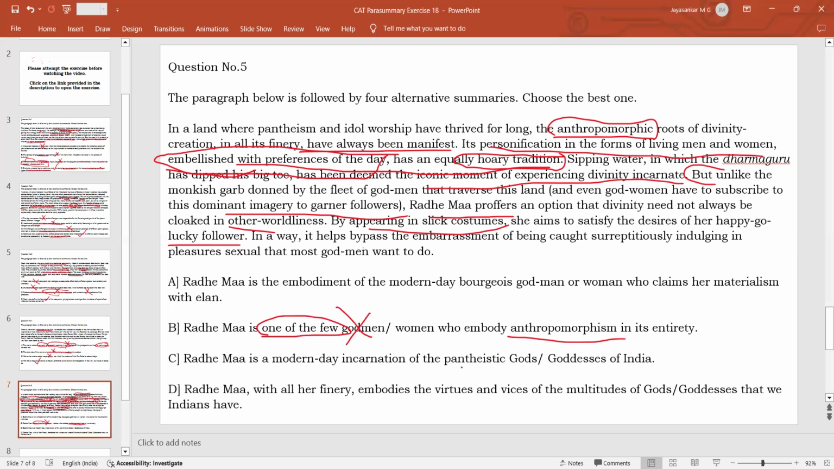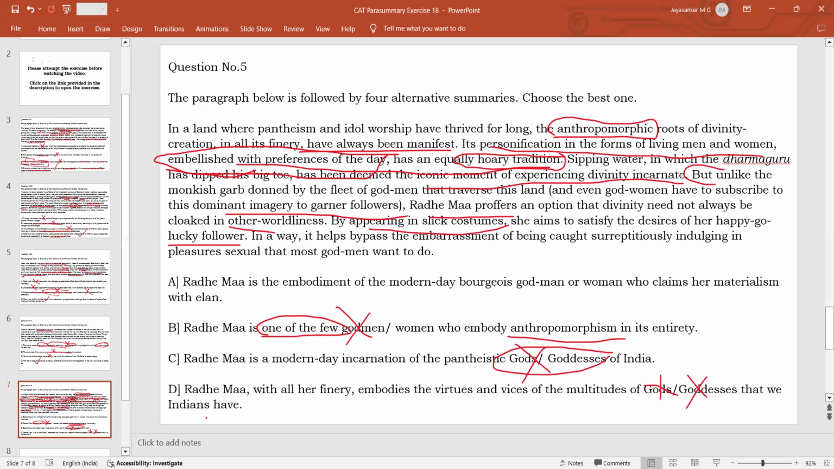Then option C: Radhema is a modern day incarnation of the pantheistic gods and goddesses of India. This is the problem here. Radhema is not an incarnation of God. She is a modern day incarnation of the godman or godwoman in India. She is not a god or goddess. She is claiming to be an incarnation, but she is a modern day incarnation of the godman or godwoman. So again, wrong. Option D has the same problem: Radhema with all her frailty embodies the virtues and vices of the multitudes of gods and goddesses. It is the godmen or godwomen that we Indians have.